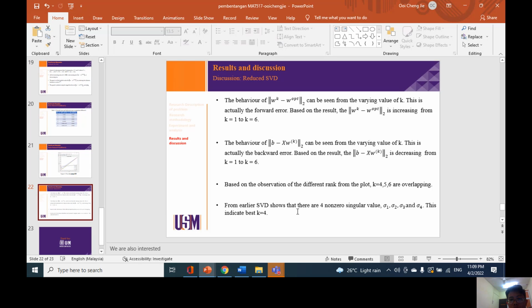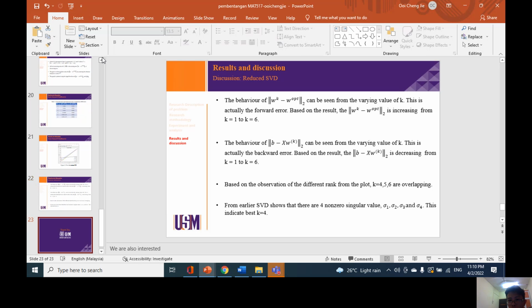From the earlier SVD result, it shows that there are 4 non-zero singular values. And this indicates the best K is equal to 4. We are likely to choose a small K for the computational cost saving.